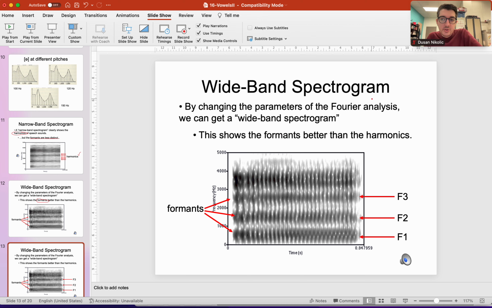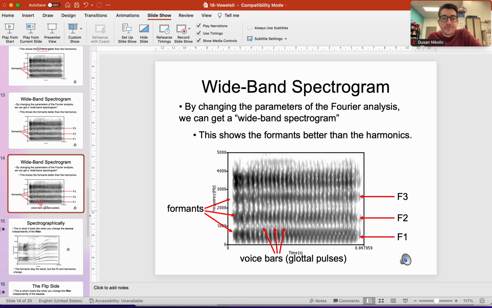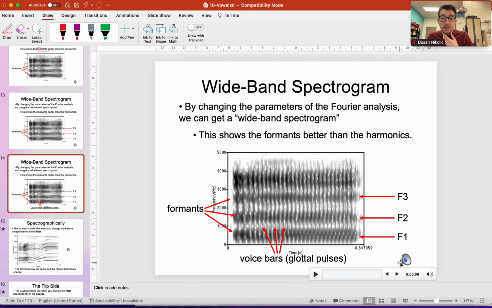So this kind of wideband spectrogram shows formants better than harmonics. And even in wideband spectrogram, we can see glottal pulses or voice bars. When the fundamental frequency is low, these voice bars will be a bit more spread. But if the frequency is high, they will not be so spread. However, this is not so important for you. These are a little bit spread because of low frequency, so you can see them clearly. So you should just know these are voice bars or glottal pulses.